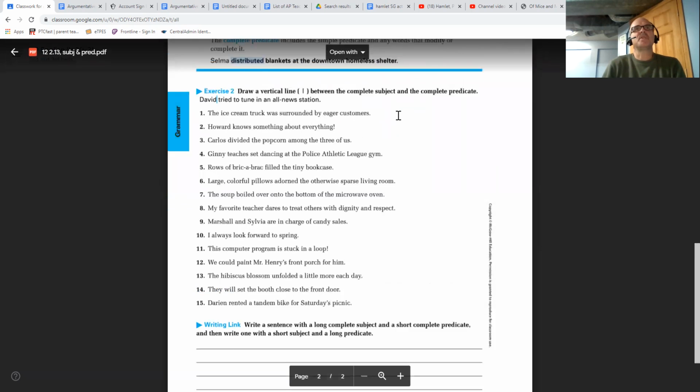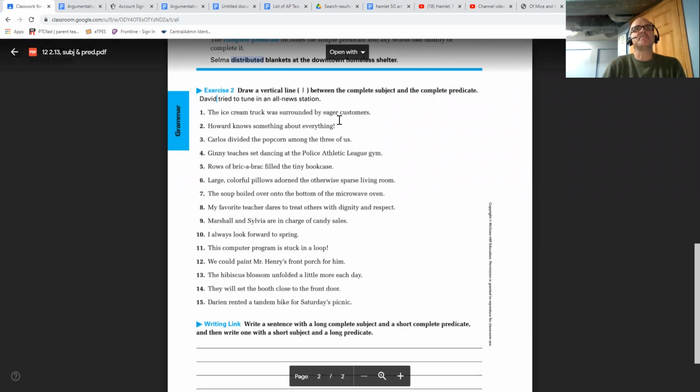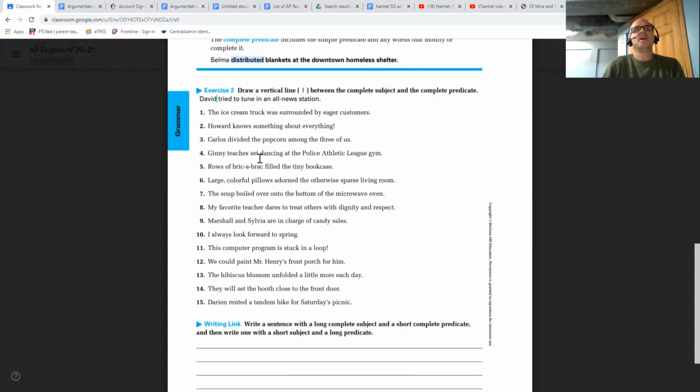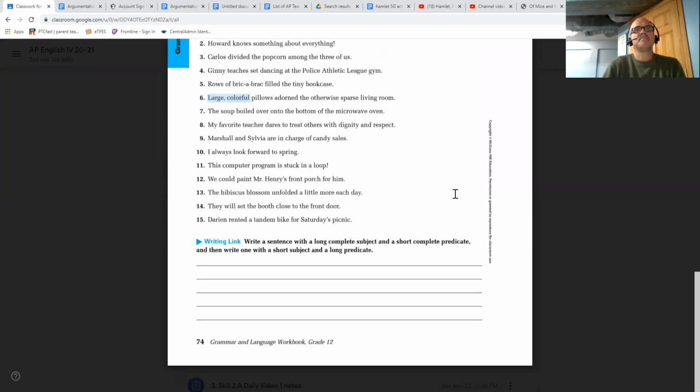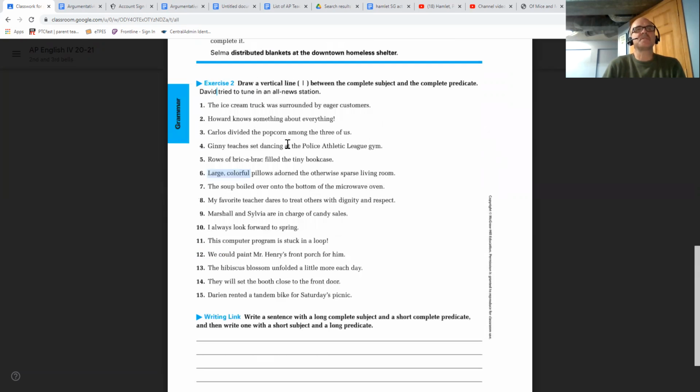So just draw a vertical line between the complete subject and the complete predicate. Remember, include prepositional phrases that are describing that subject, okay, or a bunch of adjectives that are before it. Okay, we'll just do 10 of those too, 1 through 10 on exercise 2.